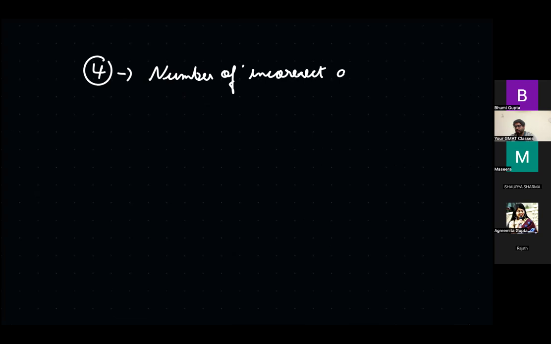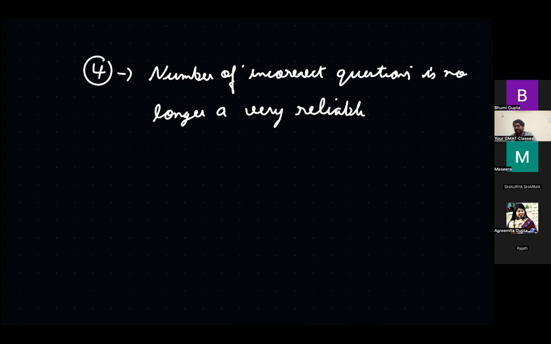And finally, number 4, which is something that everyone should know: the number of incorrect questions is no longer a very reliable source. Now, why do I say this? Let me take two examples of students that we have trained. Let's call them P and Q for the sake of confidentiality.